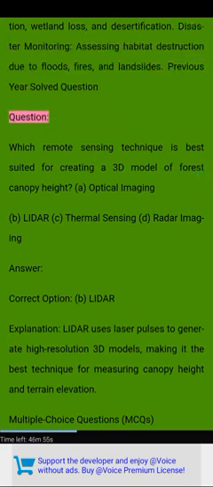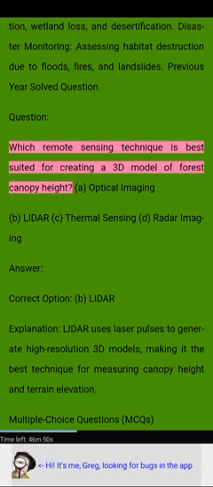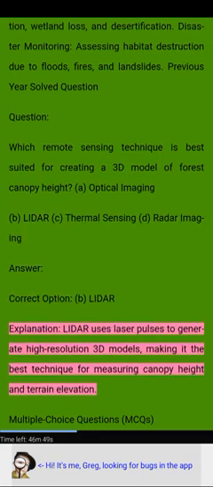Previous year solved question. Which remote sensing technique is best suited for creating a 3D model of forest canopy height? A. Optical imaging. B. Lidar. C. Thermal sensing. D. Radar imaging. Answer. Correct option, B. Lidar.